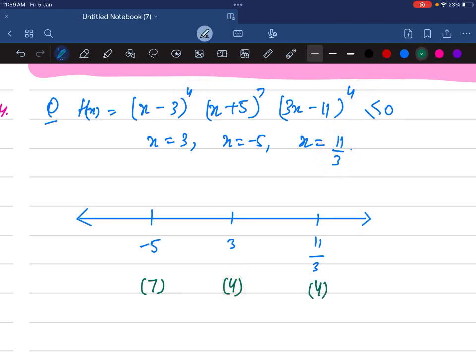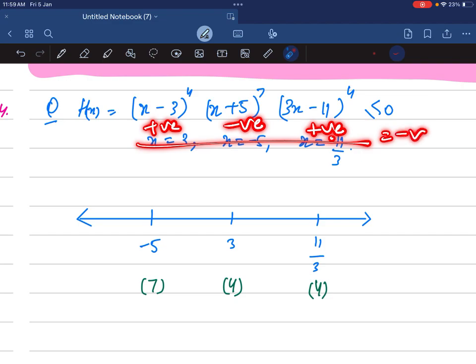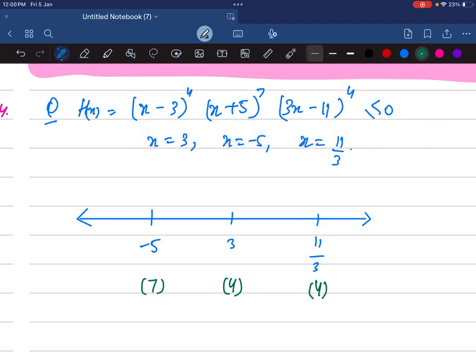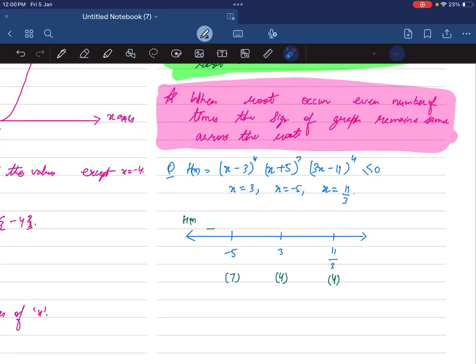Right? Now let's take a number to check the sign of the graph. We can take any number before negative 5, so let's take negative 10. When you put negative 10 into h of x, you will find this is positive, this is negative, and this is positive. So the resultant is negative, right? So the nature of the graph, or h of x, will be negative across this region.